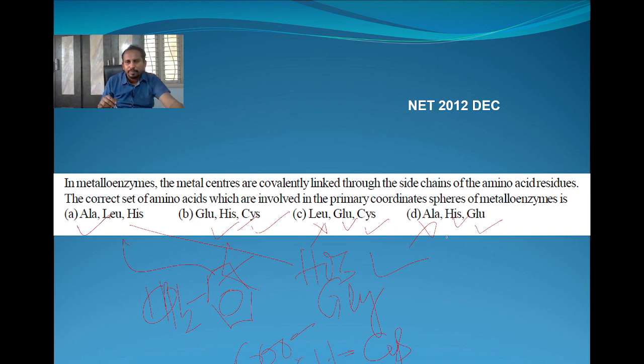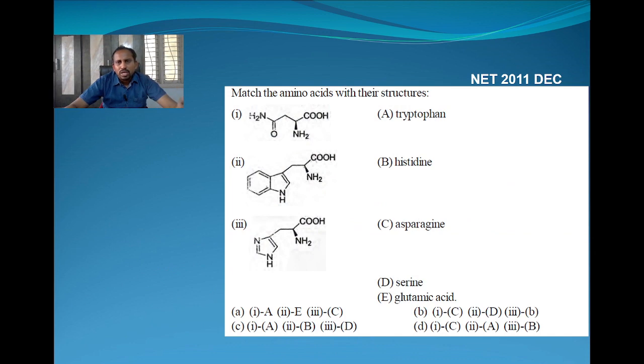So which one is the complete answer? B is the complete answer. In this way you have to solve your question. So this is the actual answer of this question: the combination of these three amino acids can coordinate the metal in metalloenzymes. So now this is another magic question from NET.